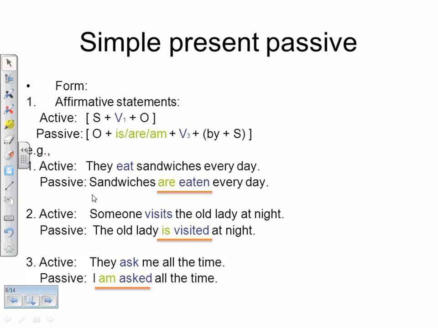Now let's see the example. They eat sandwiches every day. Where is the subject? They. Where's the verb? Eat.